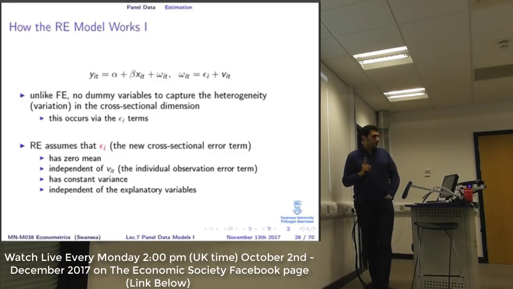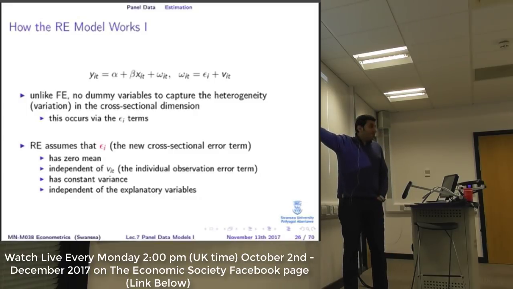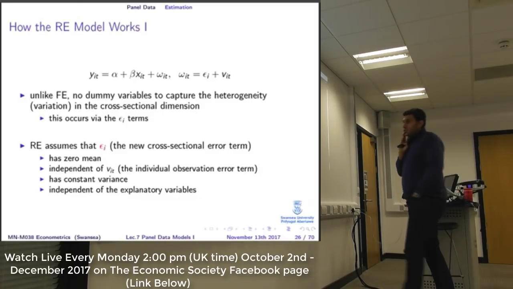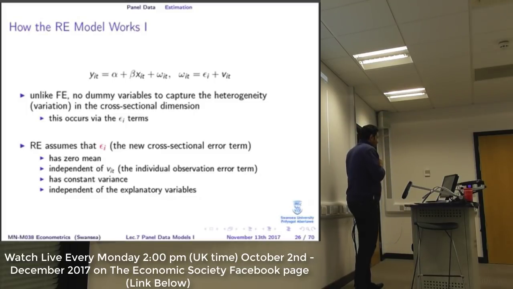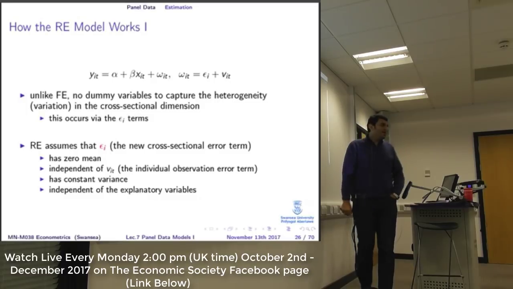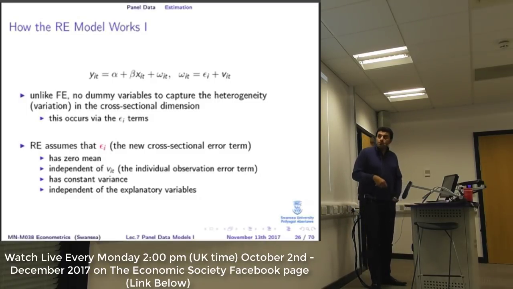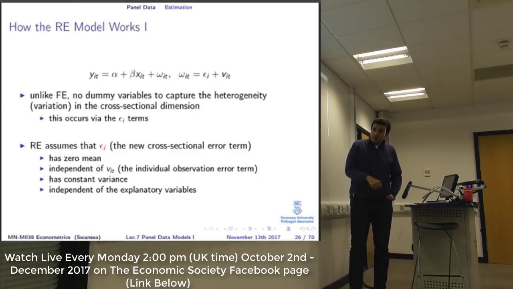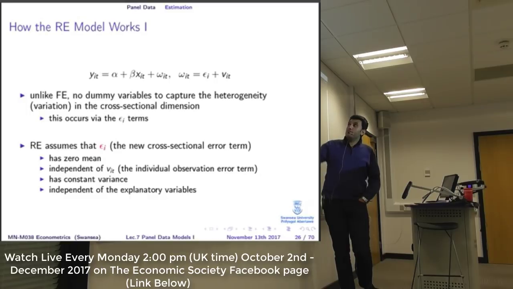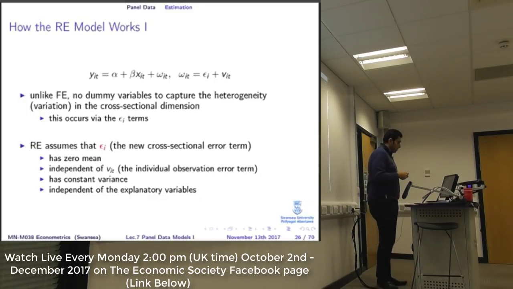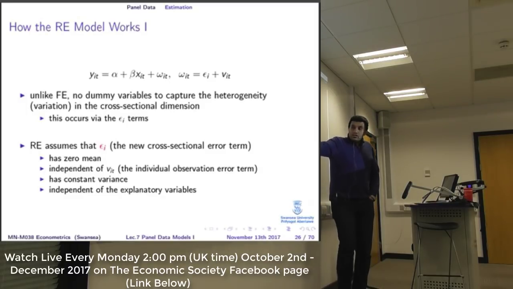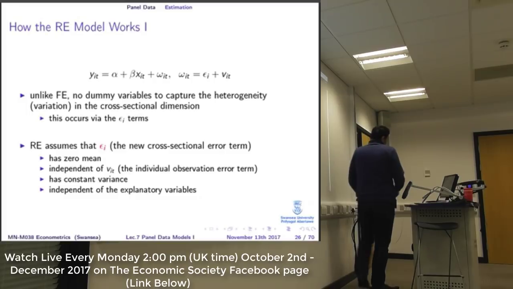But there are some assumptions if we're going to do that. Again, the main advantage here is we don't have those dummy variables. We don't have to estimate all this number of parameters. But these assumptions have to be fulfilled first. We need to make sure that this new cross-sectional error term that we introduced, epsilon i, has zero mean, is independent from v it, the other part of the error term, and also has constant variance. It should be independent from all the independent variables. It shouldn't be correlated with the other explanatory variables or the independent variables.